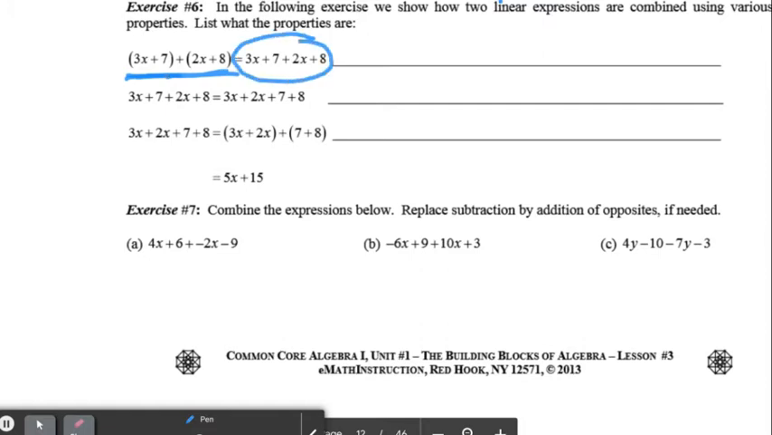So first you look at the order of the numbers, the terms haven't changed. 3x plus 7 plus 2x plus 8. What's changed is it was grouped by parentheses and now it's not grouped. So that's the associative property. And properties mean just rules that always work.